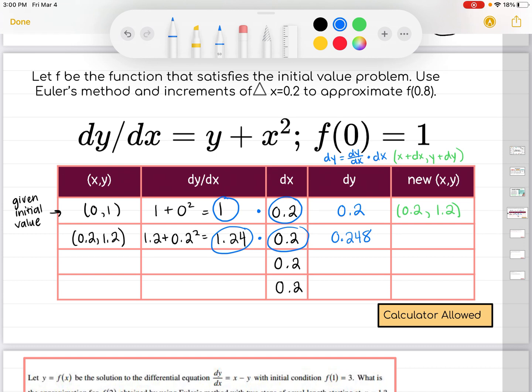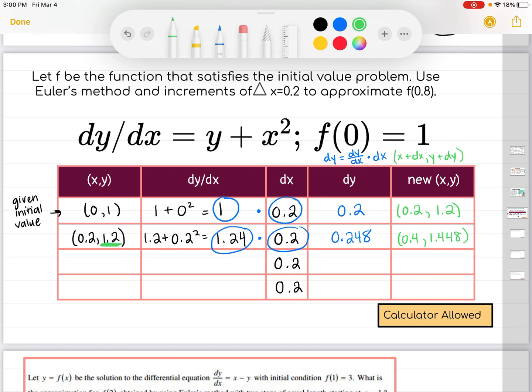And then now we just add on our dx to our old x and our dy to our old y to get our new point. So if I add on 0.2 to 0.2, now I'm at 0.4. Makes sense. I'm always going up by 0.2 from my last point. And then I'm going to add 0.248 to 1.2, which gives me 1.448.